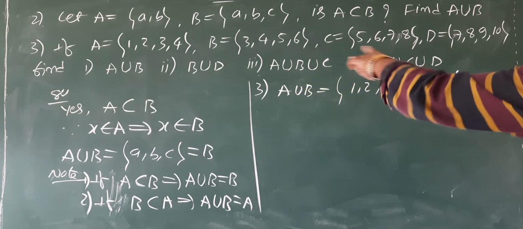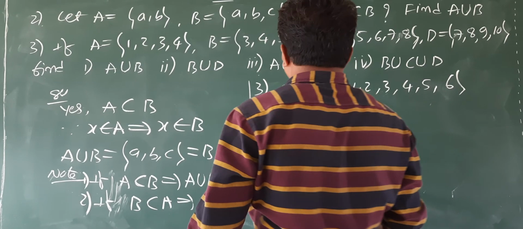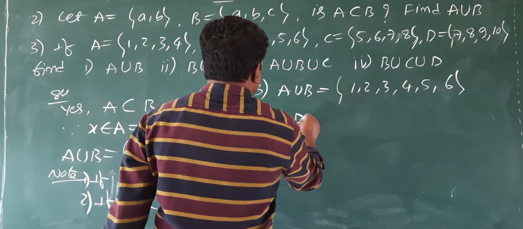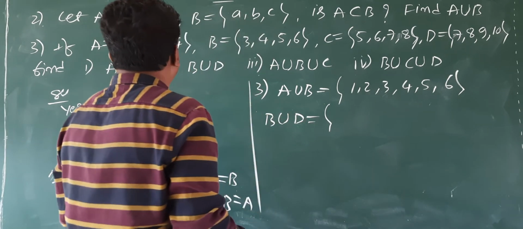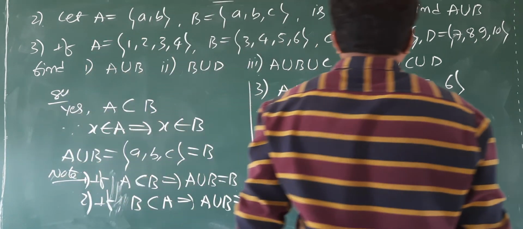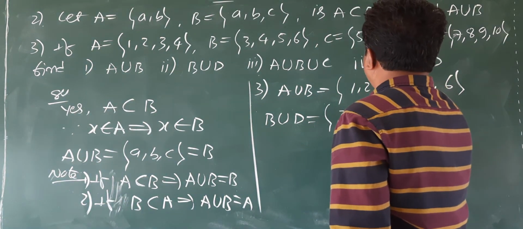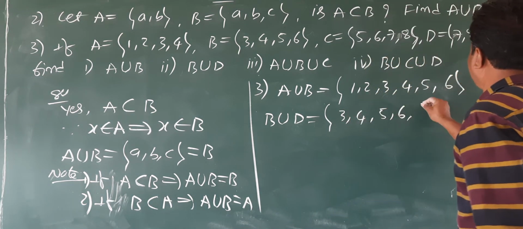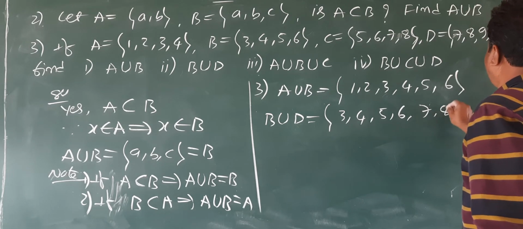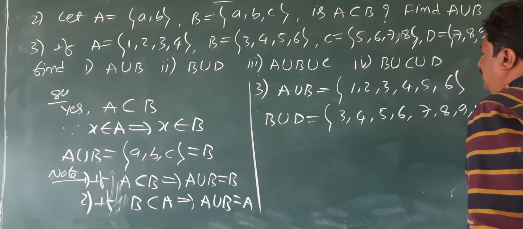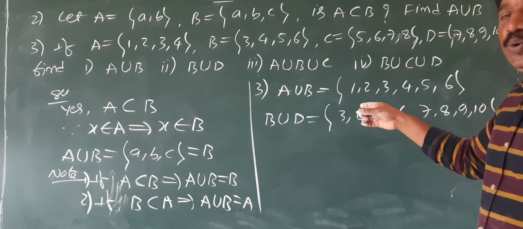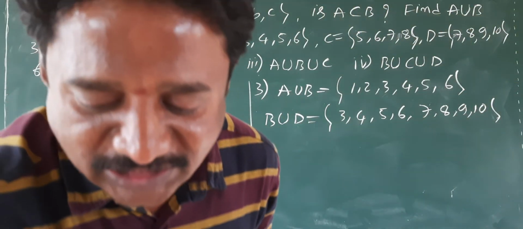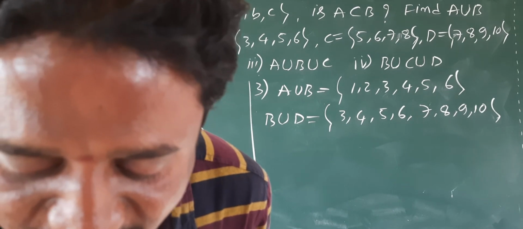Next, B union D. Collect, students: 3, 4, 5, 6, 7, 8, 9, 10. So I found B union D. Next let us go for finding the next one.